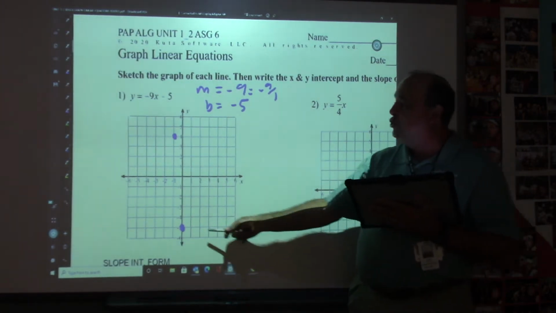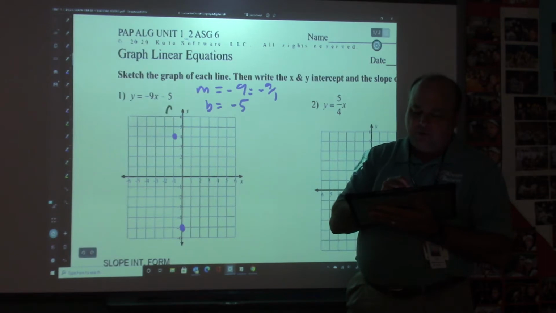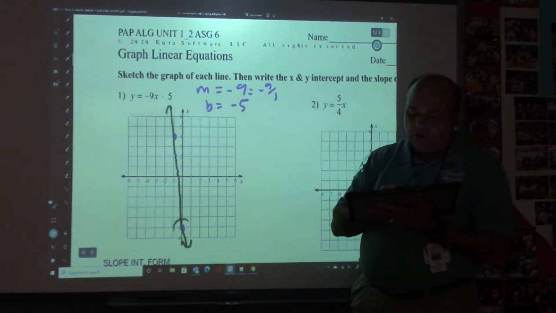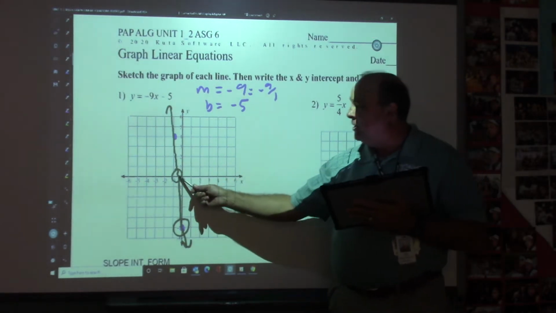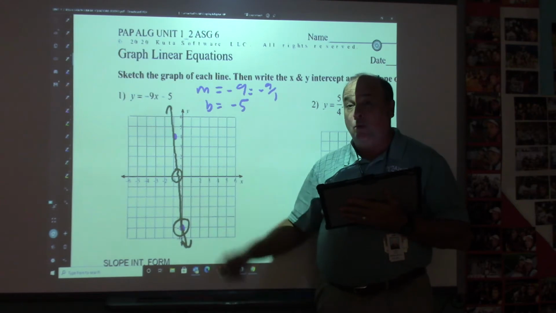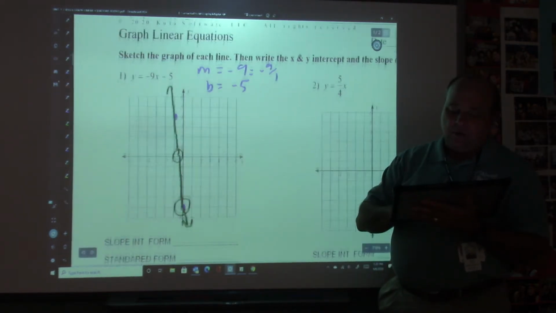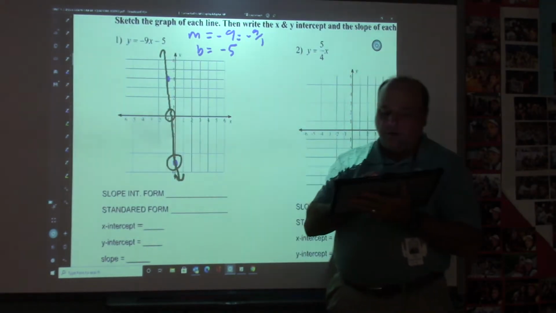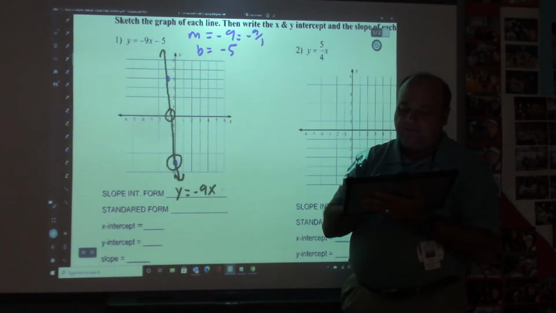Okay, so I have these two dots, don't I? Now then, I'm going to connect those dots just like you did in 8th grade with a line. Just do the best you can when you connect. Circle your x-intercept and circle your y-intercept. Notice my x-intercept is somewhere between 0 and -1. It's not an integer, is it? Okay, now then let's go down to here. We want the slope-intercept form, which is right here. So write down y equals -9x minus 5.